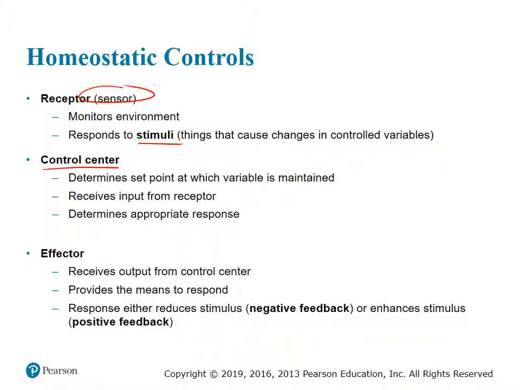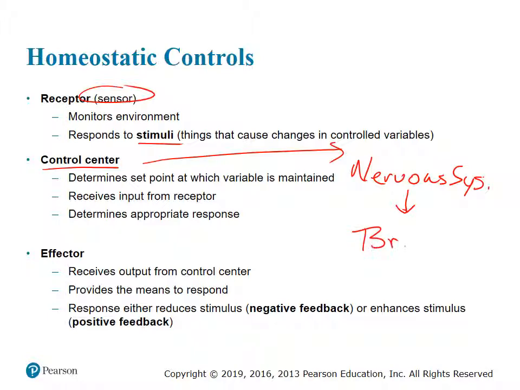Now, usually our control center is a special part of our body, and it falls under the nervous system. And where do you think that particular organ is, or what that particular organ is? It's the control center, mainly. Yeah, good. Right? That's your control center mainly.